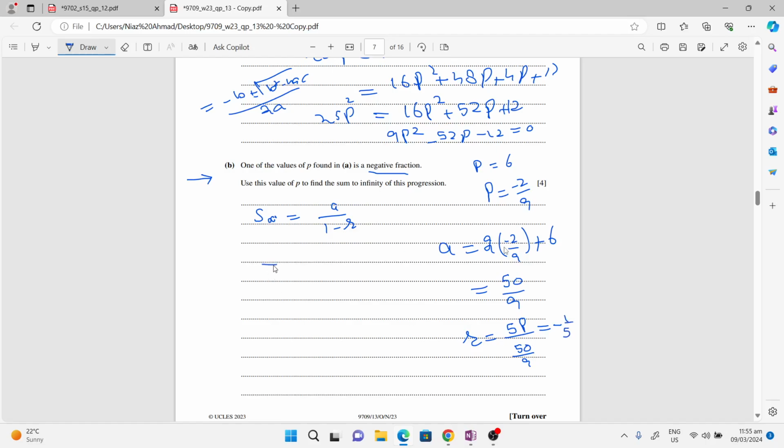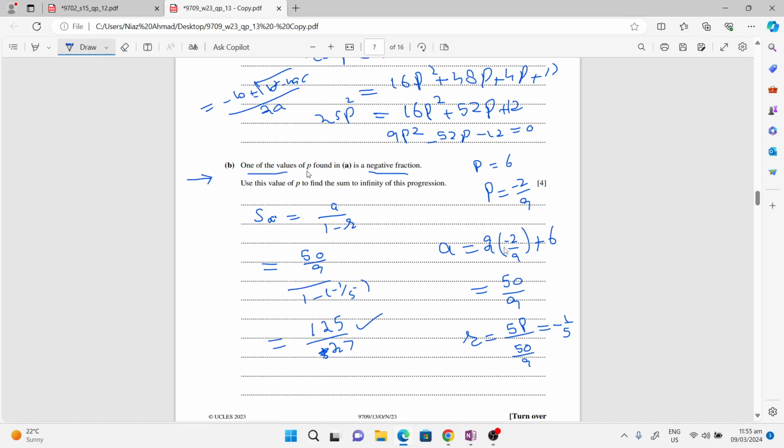Excellent. Now we are finally going to use the formula for the sum to infinity, that is a over 1 minus r. Our a is 50 by 9, divided by 1 minus our r, which is negative 1 by 5. Use your calculator to get the final answer for the sum to infinity. 125 over 27. So the sum to infinity is 125 over 27.